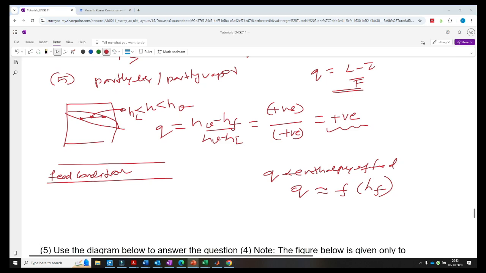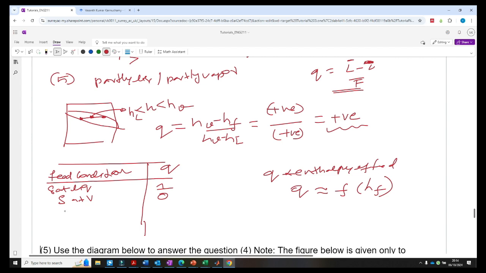I know it's tough, but once you understand, then things will become easier. Sorry, this is L dash minus L. Okay, so q is L dash minus L by F. So depending on the feed conditions, what's the q value? Let's summarize this. If it's a saturated liquid, q is equal to 1. Saturated vapor, q is equal to 0.